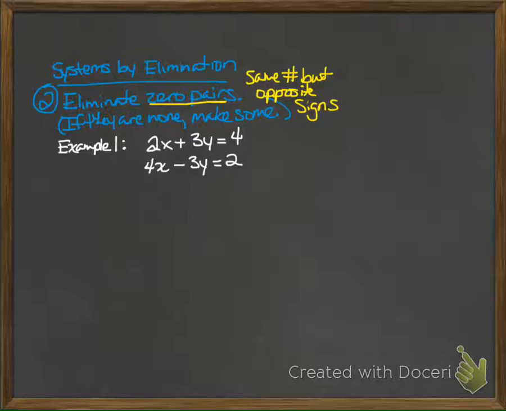Now, when you're using your elimination method, you're trying to eliminate zero pairs. You're trying to eliminate a variable term, not the constants. So you're not paying attention to that 4 and 2 there after the equal sign. You're looking at your x terms and your y terms and their coefficients. So look in front of the coefficients. The coefficient of x is 2 and 4. Those are not the same numbers, and they're also not the opposite signs. The coefficients of y are positive 3 and negative 3. So notice how those are the same number but opposite signs. So they would eliminate. They could create that zero pair.